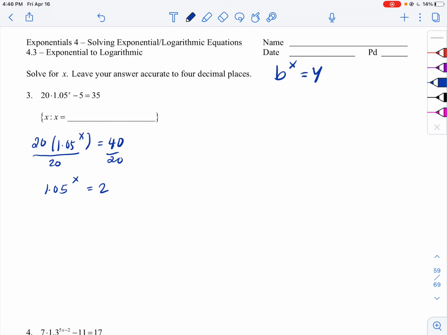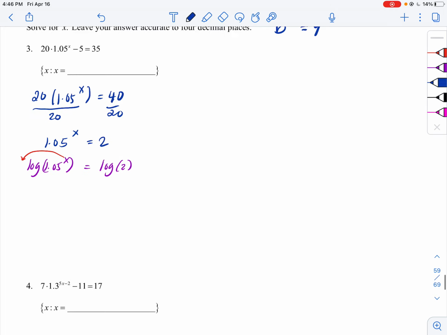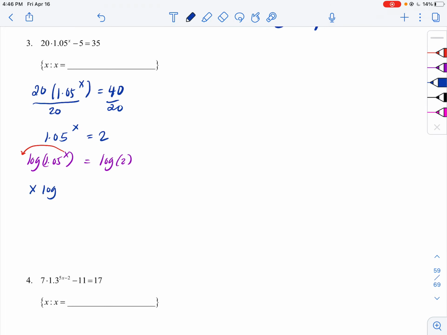We have b to the power of x equals y. So this is the part where we are going to solve. So log of 1.05 to the power of x equals log of 2. Power property says that you can move that. So this is x log of 1.05 equals log of 2. And I can get rid of this. I can divide that over here. And then I'm going to write it again, but you can do log of 2.